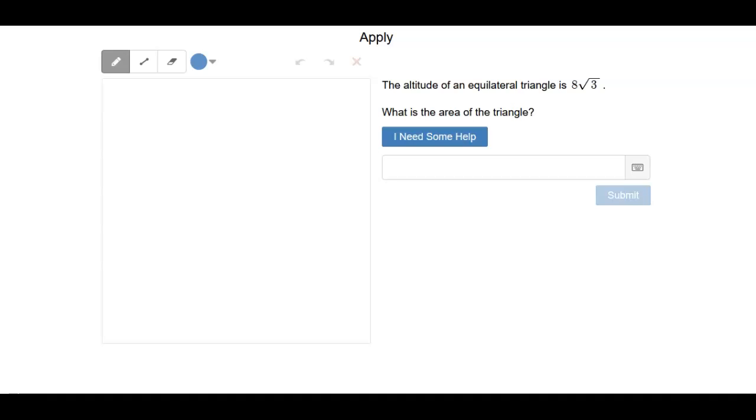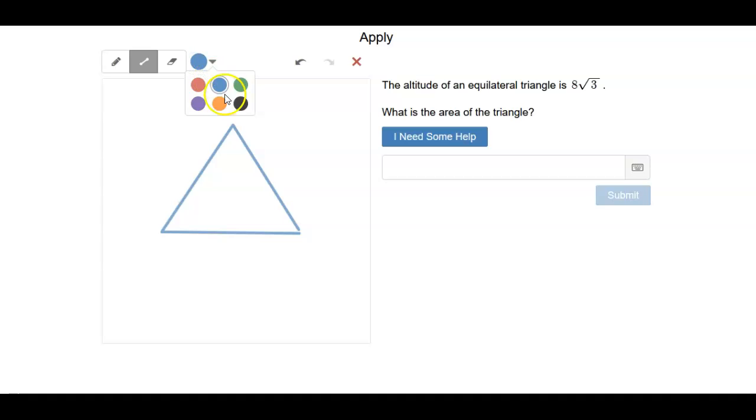This is similar to the previous one. We have the altitude of an equilateral triangle is 8 times the square root of 3. So we're going to pretend like this thing that I'm drawing here is an equilateral triangle. Oh, such a wonderful equilateral triangle.